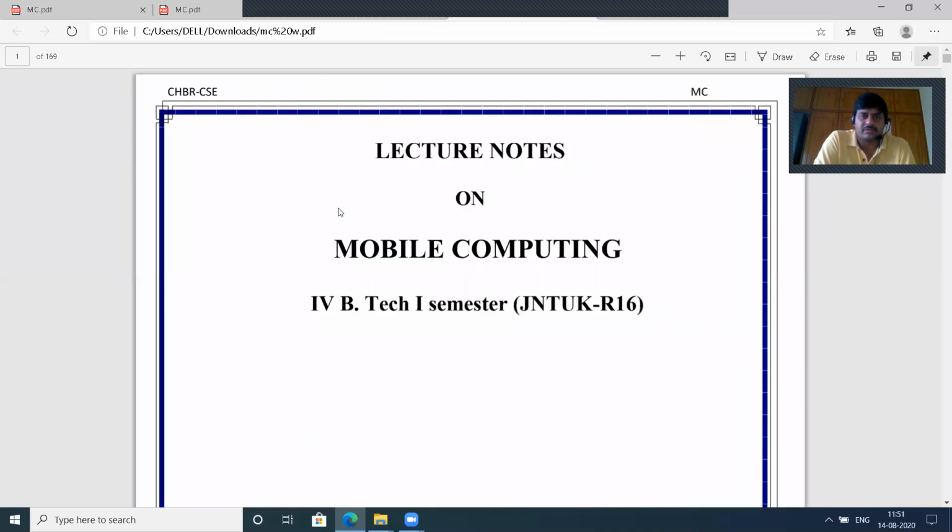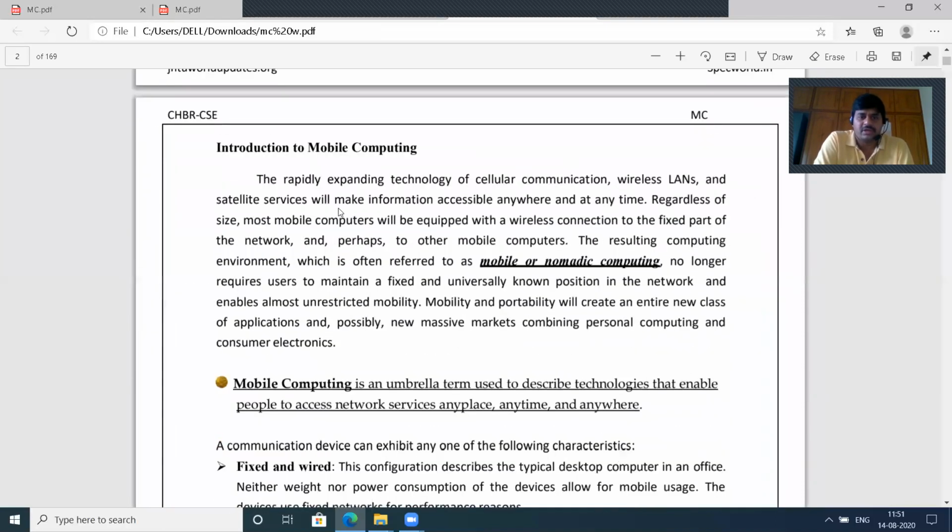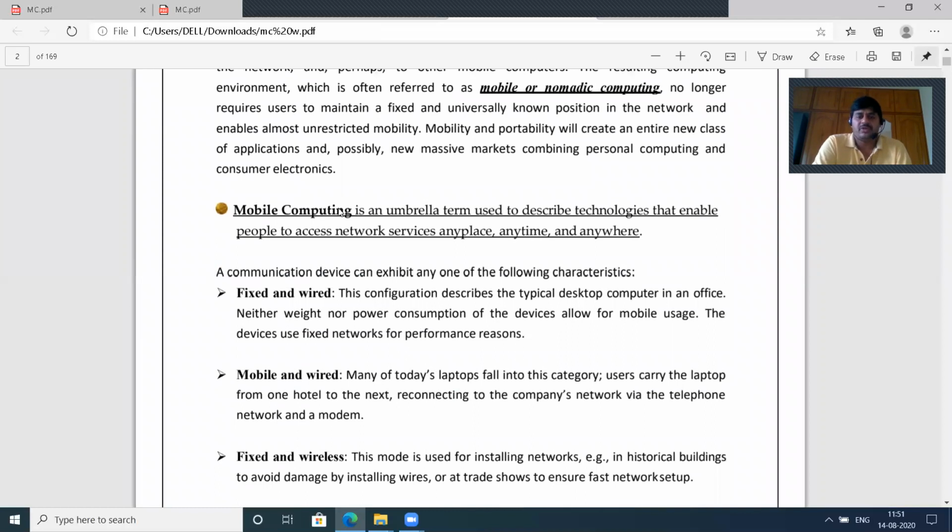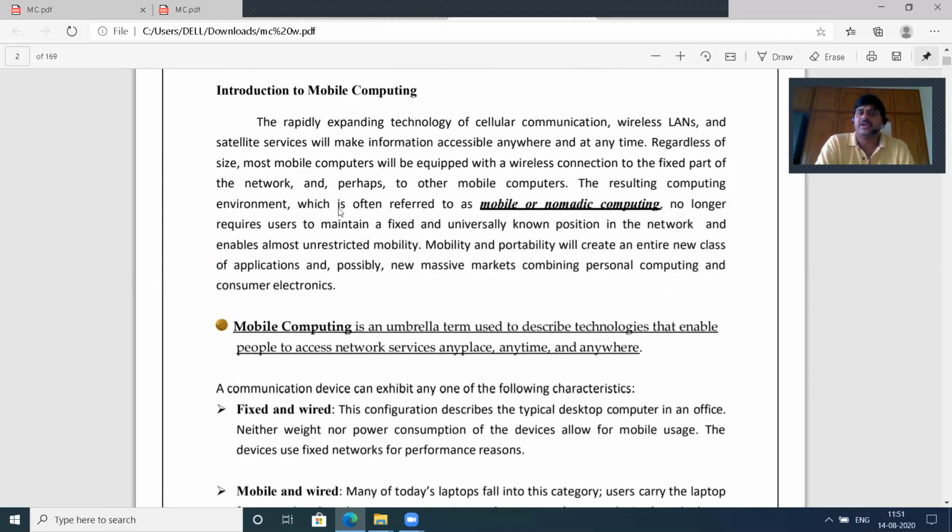This is the lecture note of mobile computing, fourth BTech first semester. Now coming to the first unit of mobile computing, we need to know what mobile computing is and what the importance of mobile computing is. Why did we introduce mobile computing? As technology rapidly increases, we need to upgrade to mobile computing and cellular. Nowadays, we are using cellular communications, wireless LANs, and satellites. We are using satellite services.